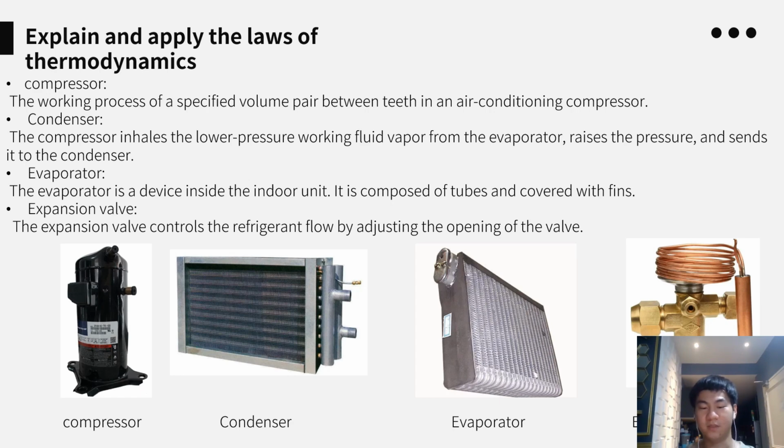The second part is the condenser. The pressure of the low pressure working fluid vapor sucked into the compressor from the evaporator is increased and then sent to the condenser. The gas condenses into a high-pressure liquid in the condenser. After being throttled by the throttle valve, it becomes a low-pressure liquid. The low-pressure liquid is sent to the evaporator and absorbs heat to evaporate into lower pressure steam, thereby completing the refrigeration cycle.